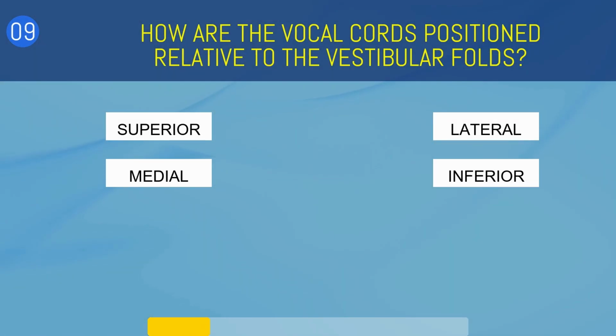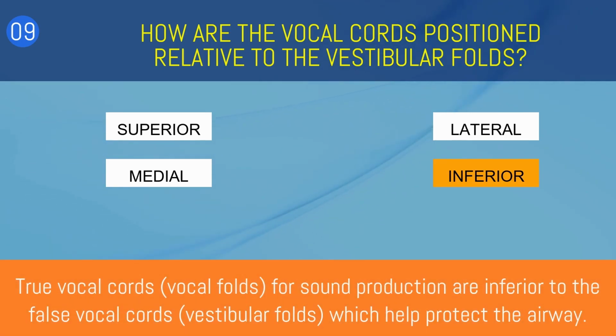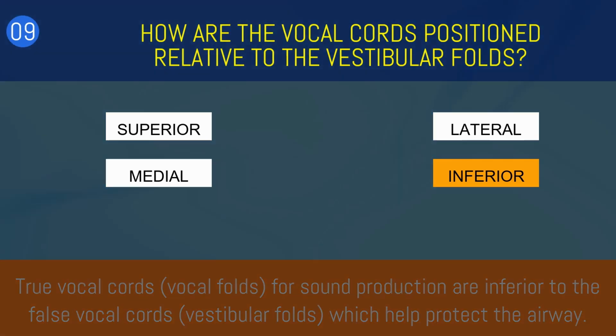How are the vocal cords positioned relative to the vestibular folds? Superior, medial, lateral, or inferior? Inferior. True vocal cords for sound production are inferior to the false vocal cords, which help protect the airway.